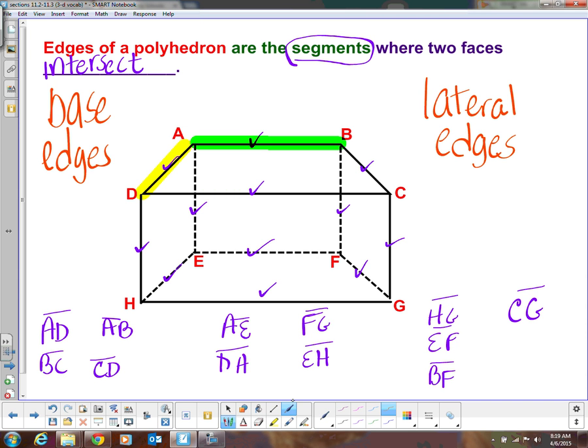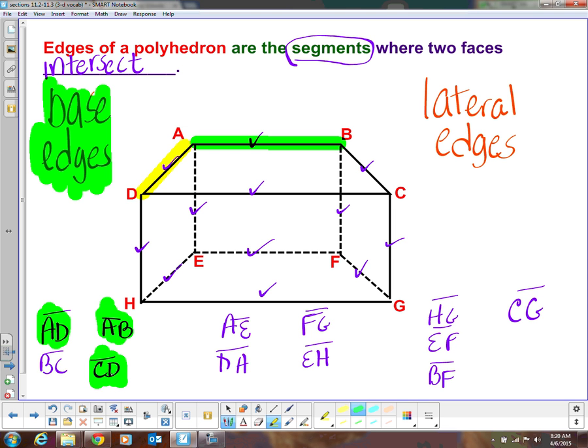I'm going to highlight the base edges in green. So AB is a base edge. Can someone give me another base edge? AD is a base edge. DC is a base edge, and BC is a base edge. There are four more. EH is a base edge. EF is a base edge. FG is a base edge. HG is a base edge because it's the bottom and the top.